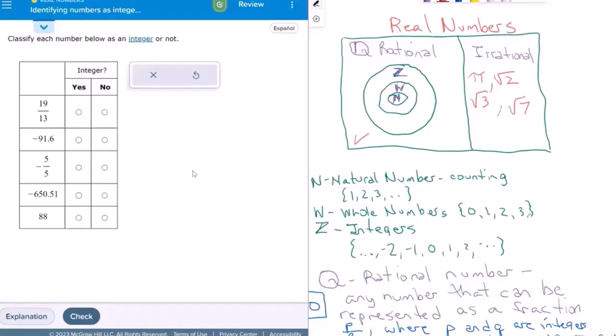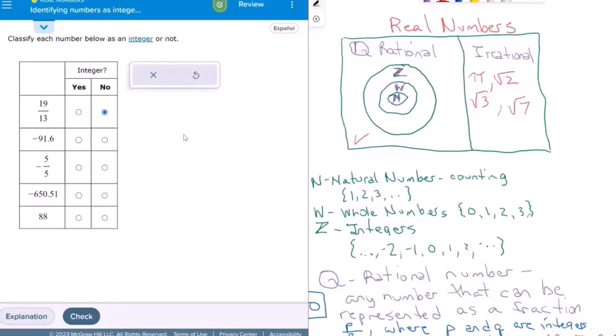How can you tell me if 19 over 13 is an integer? It's not. Good. Not because it's a fraction. First of all, do you understand that fractions are really just division? Yeah. Okay, so if you divide 19 by 13, you're going to end up with not a whole number. You're going to end up with a decimal. That's why it's not an integer.